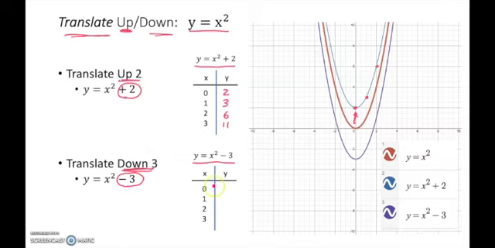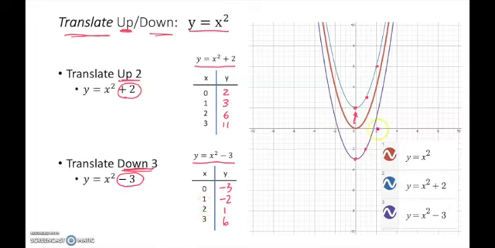Let's translate this down 3. When we plug in 0 for here, 0 squared is 0, 0 minus 3 is negative 3. 1 squared is 1, 1 minus 3 is negative 2. And when we plug in 2, 2 squared is 4, 4 minus 3 is 1, and 3 squared is 9, 9 minus 3 is 6. So 0, negative 3 is right here. 1, negative 2 is right here.